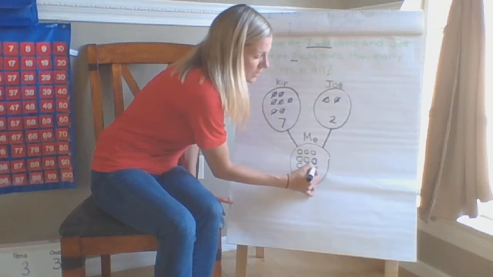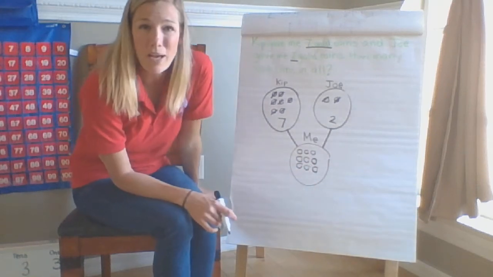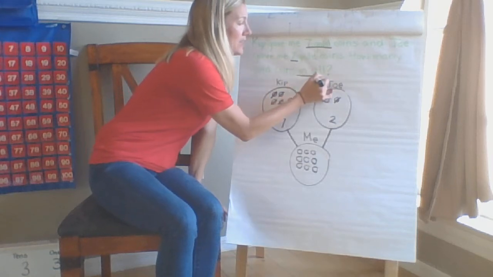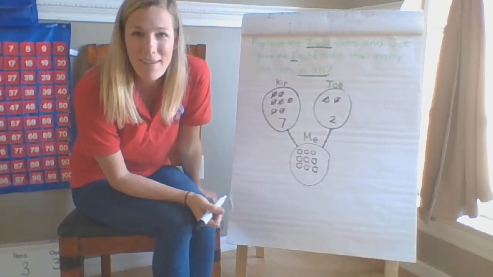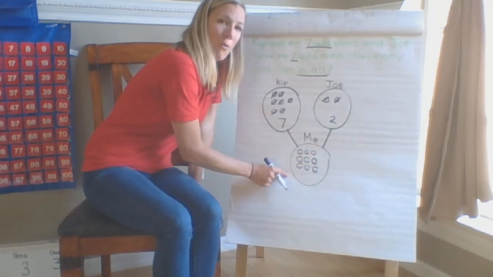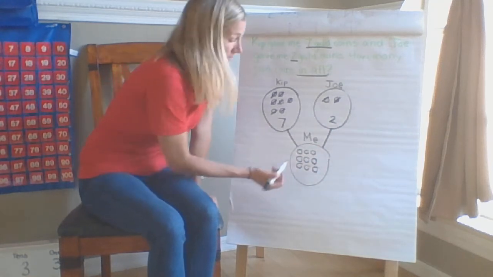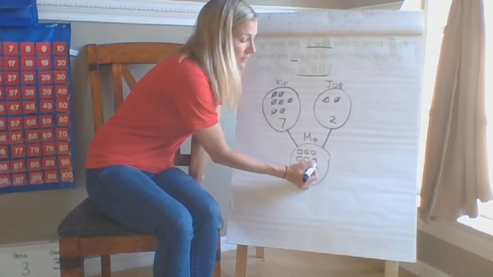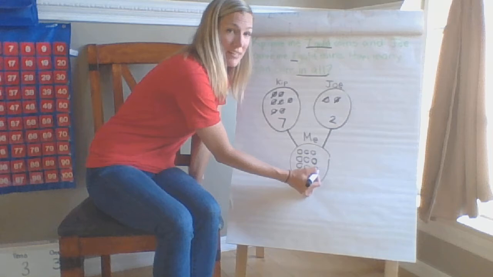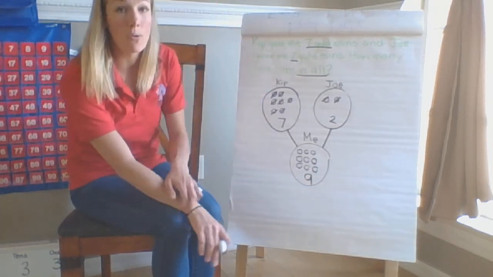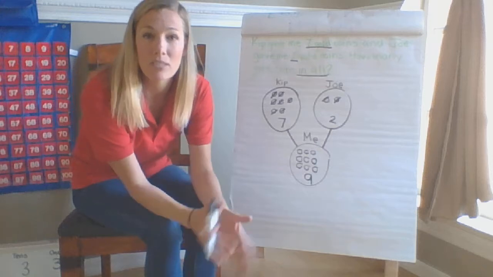There's 1, 2. Now the question asked me, how many gold coins do I have in all? Okay, so that means I need to count my whole. Let's go ahead and count those together. 1, 2, 3, 4, 5, 6, 7, 8, 9. You got it.